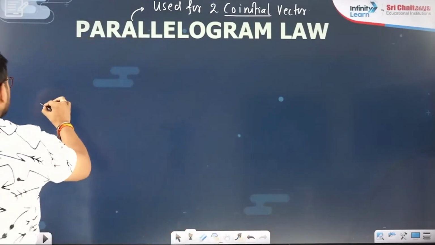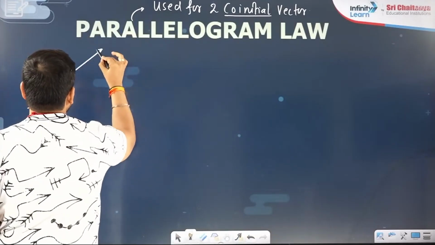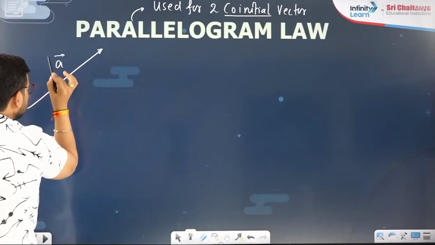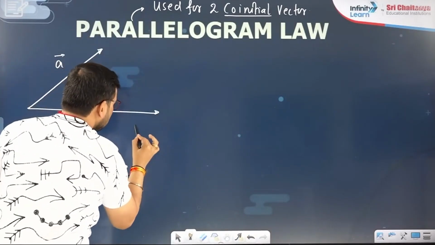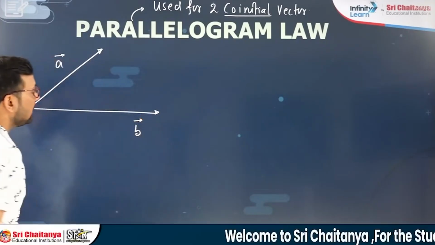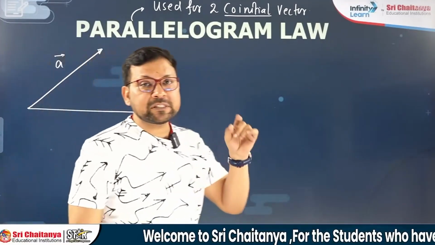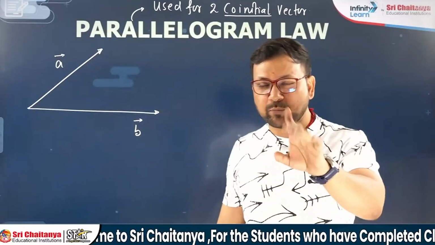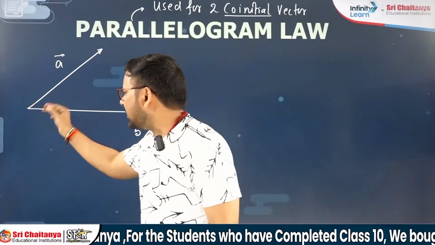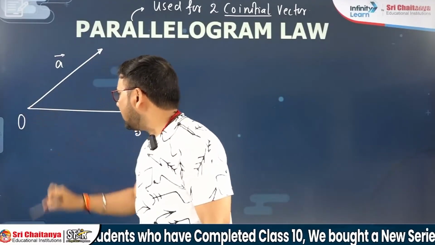So we will take two vectors. See, that is the vector A, right? And here is the vector B. These are the two vectors A and B. And co-initial means they are starting from the same point. So they are starting from the same point. We can call that same point O.